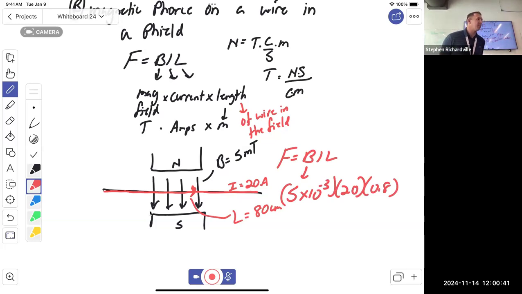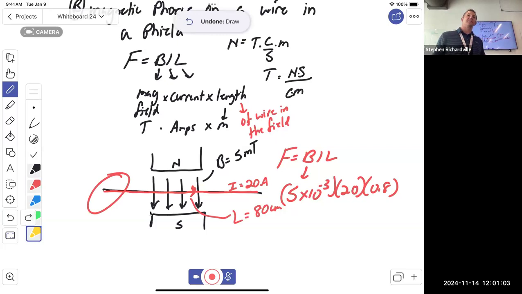Like this part out here. Like that part of the wire, that length of the wire is irrelevant. That's the 80 centimeters, yeah. It's the part of the wire that's actually in the field. Okay, so easy math, there it is.